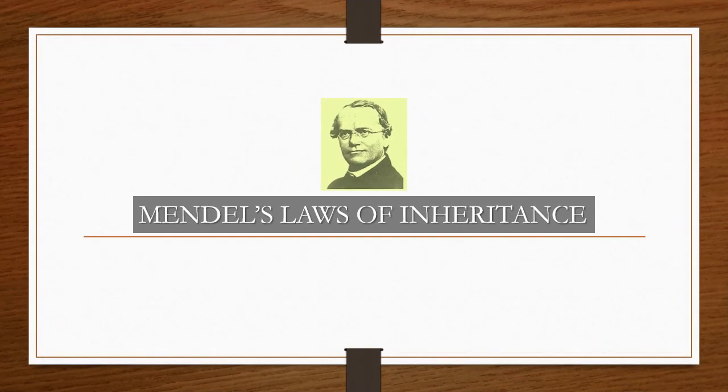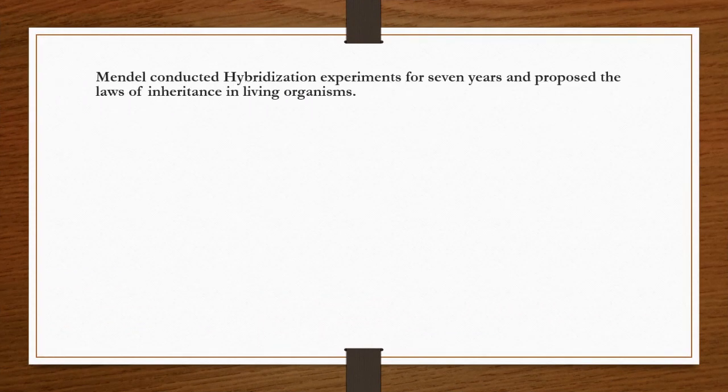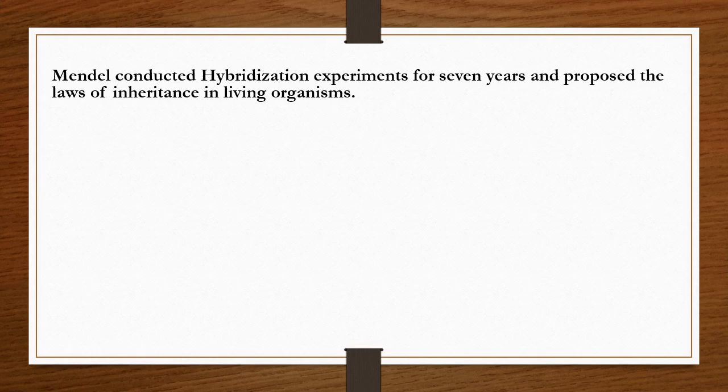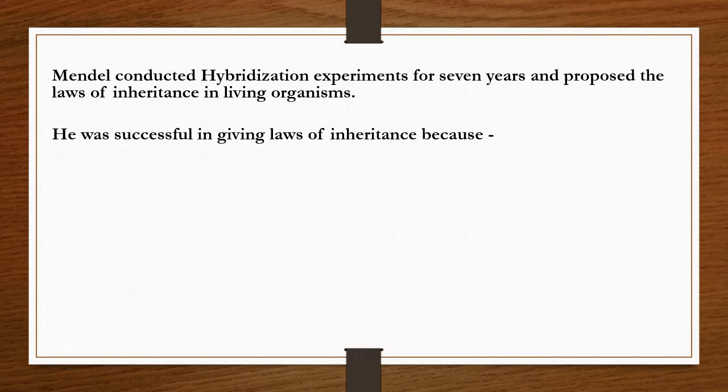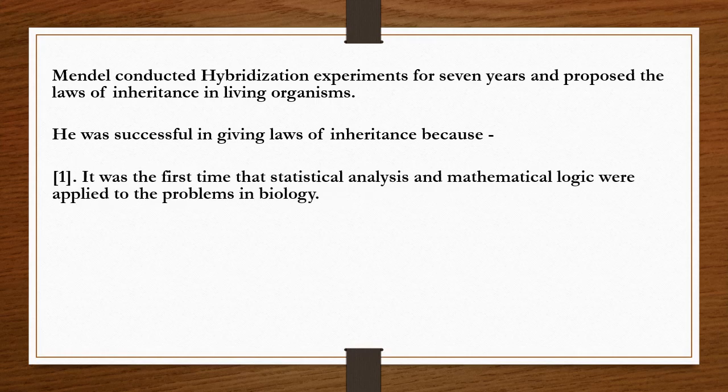Mendel's laws of inheritance. Mendel conducted hybridization experiments for 7 years and proposed the laws of inheritance in living organisms. He was successful in giving laws of inheritance because it was the first time that statistical analysis and mathematical logic were applied to problems in biology.